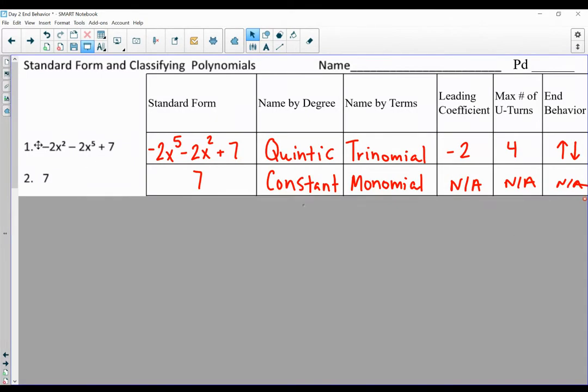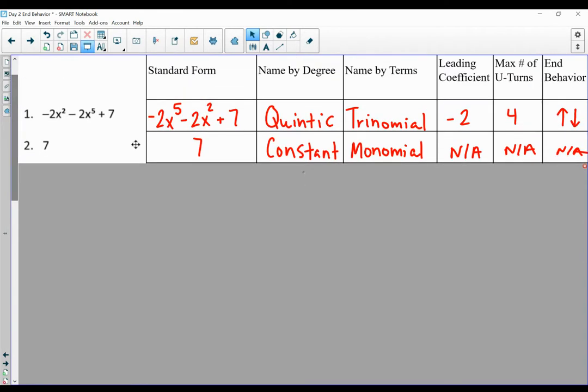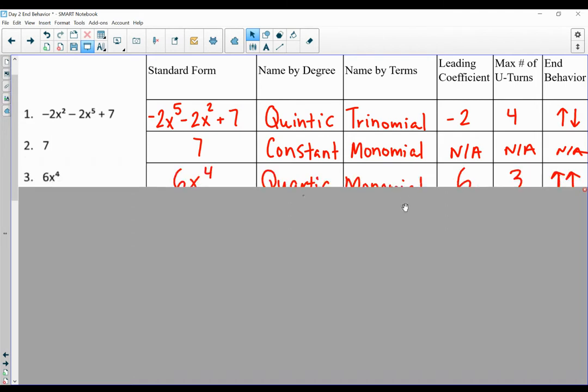For 7, it's constant and it is a monomial, meaning it just has one term. Therefore, it doesn't have a leading coefficient. It can't have any U-turns. And it doesn't really have any end behavior. The graph just goes from side to side depending on if it's x equals or y equals.